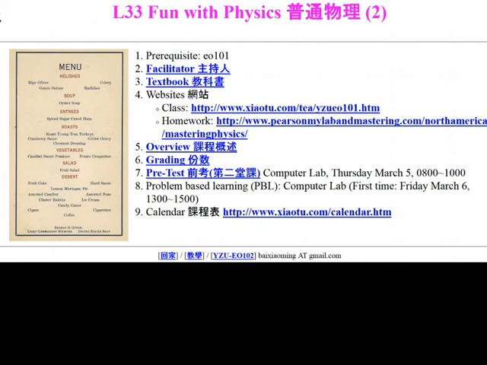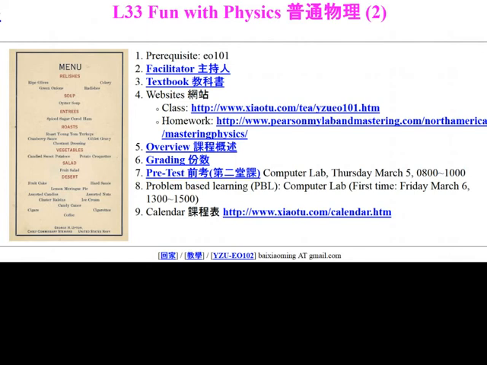First, we'll discuss our prerequisite. Then I'll discuss a little bit of myself, the facilitator. I'll introduce the textbook again, and discuss the websites that are important for us, the class and the homework website. I will then provide a short overview of the course, discuss the grading, and then introduce the pre-test that we'll be having, and finally discuss our next class, the first class on Friday, March 6th, which will be a problem-based learning class, and finally discuss our calendar. So these will be the things we will be discussing today.